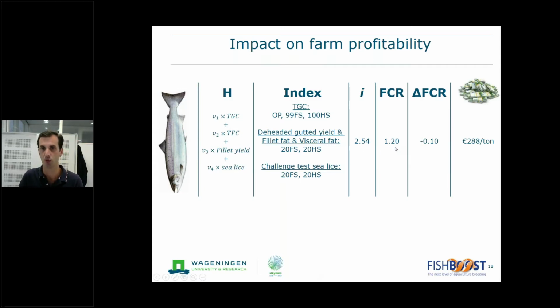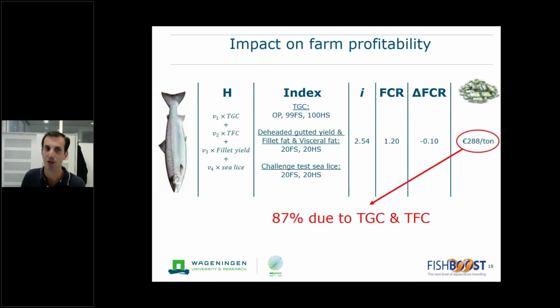Feed conversion ratio before genetic improvement is 1.2, and the expected genetic gain of feed conversion ratio is a reduction of 0.1, which generates an increase in farm profit of 288 euros per ton. However, it is important to note that even though the breeding goal is quite broad and many traits are included in the selection index, 87% of the economic response to selection is due to improvement of thermal growth coefficient and thermal feed intake coefficient. So even in this broad breeding goal, growth and feed efficiency are very important traits in economic terms.